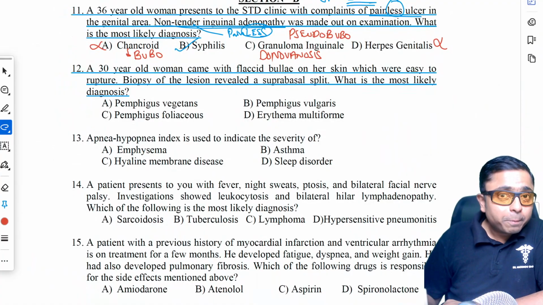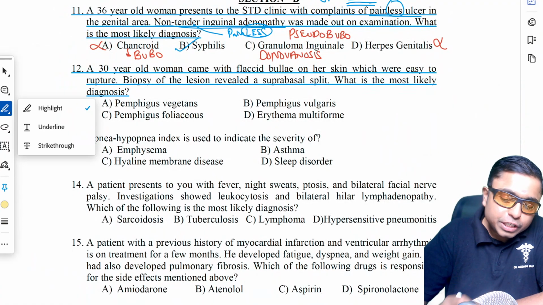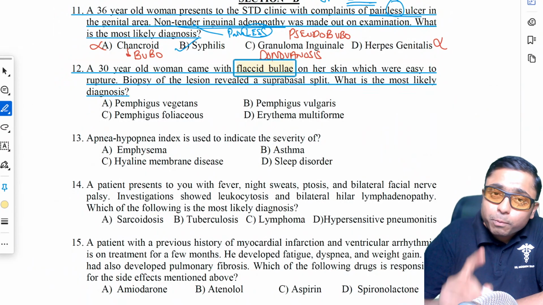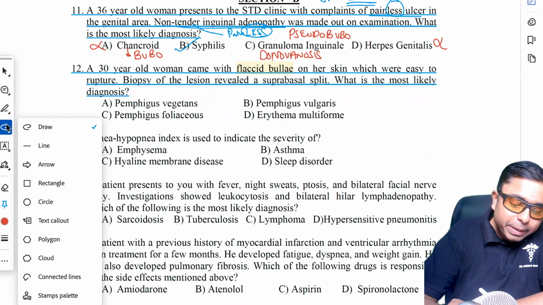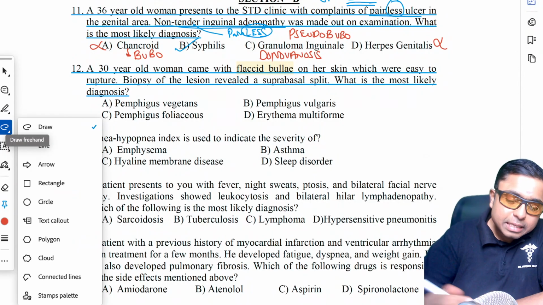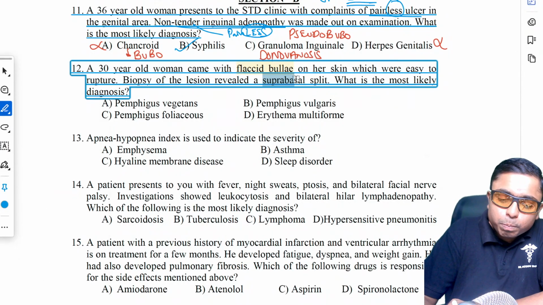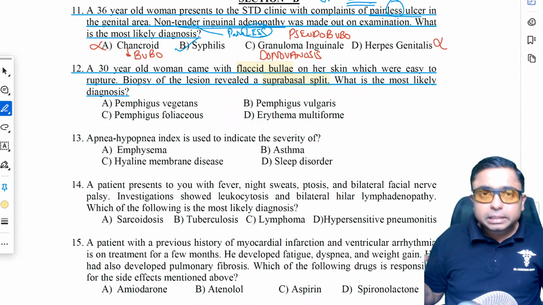Next is also a very important topic, vesiculobullous disorder. A 30-year-old woman is coming with the complaints of flaccid bullae. Very important term, flaccid bullae. Let us see the other clue also. So what is the other clue saying? It is a suprabasal split. So with these two clues you can easily mark the correct answer.